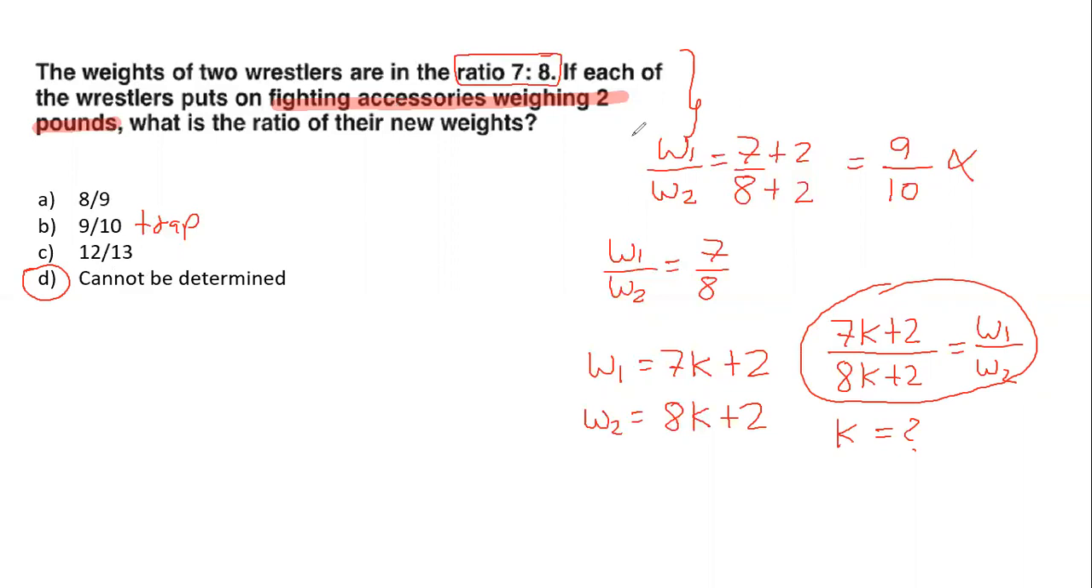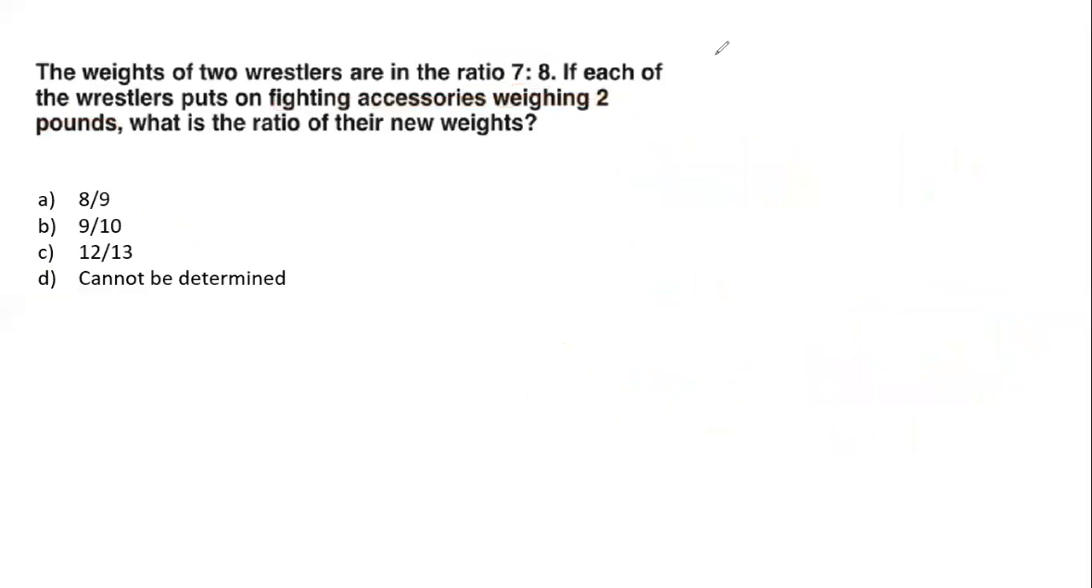So be careful guys, never add anything to the original ratios. Always assume them to be original first and then you can do whatever you want to do. You want to add something, you want to subtract from original values, you can do that. But before that, you have to assume them as original. So I believe this logic is sorted.